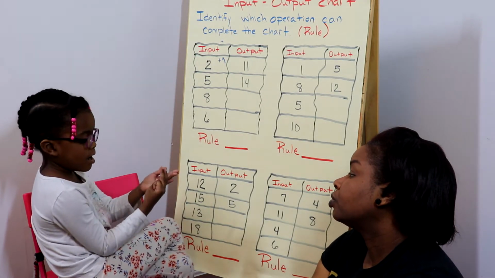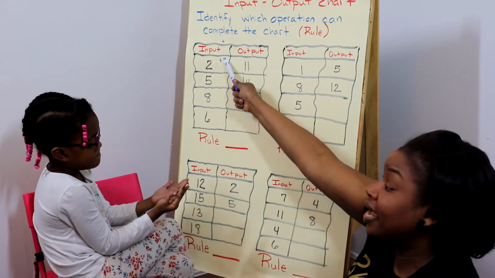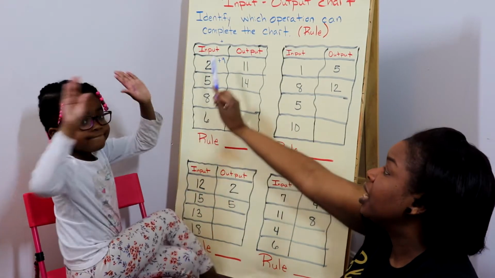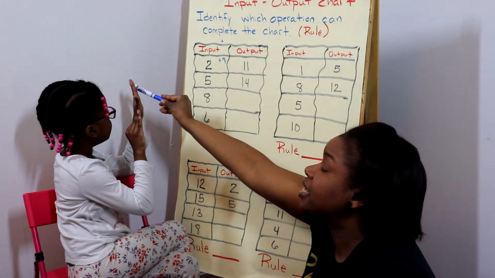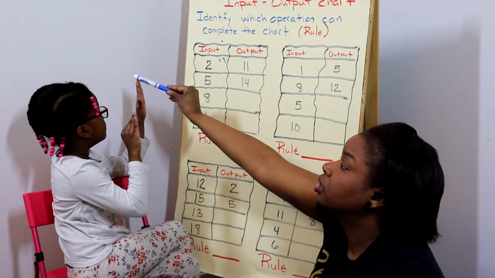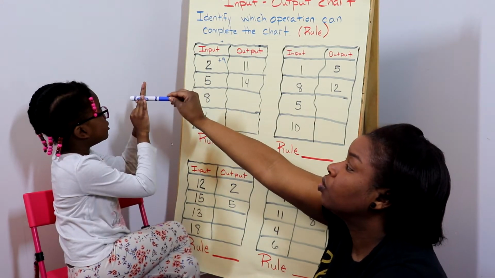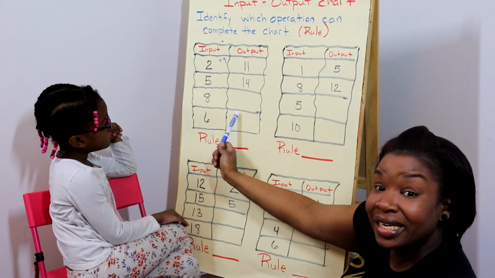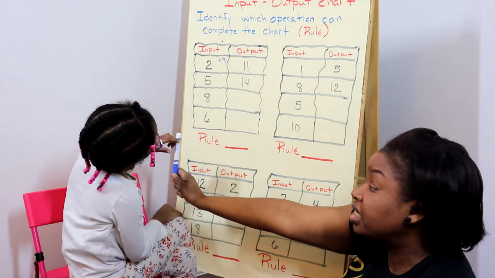Okay, so now say 9. Hold the fingers up so we can count. 9, 9, 10, 10, 11, 12, 13, 14, 15, 16, 17. So 8 plus 9 is 17. 17, right?